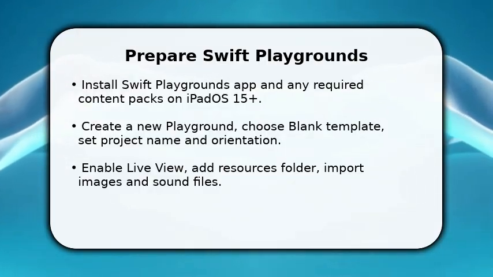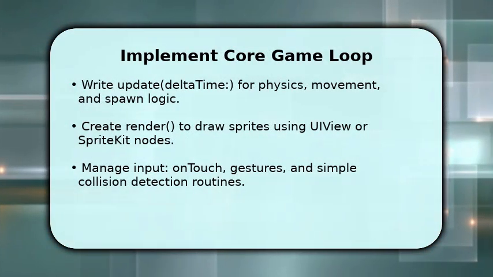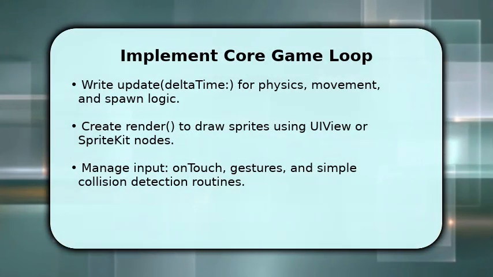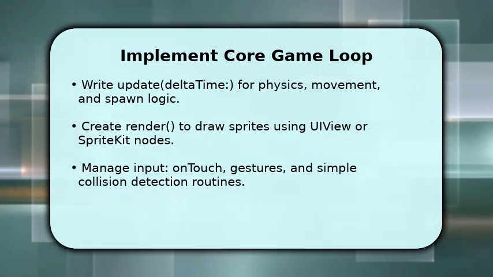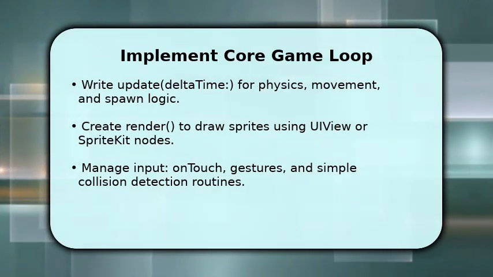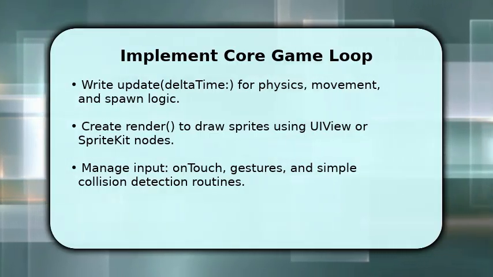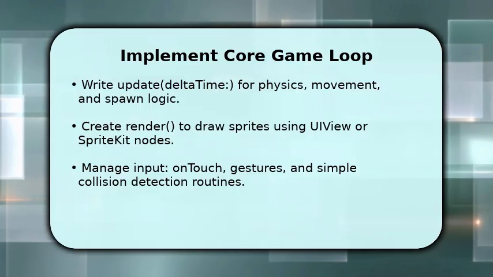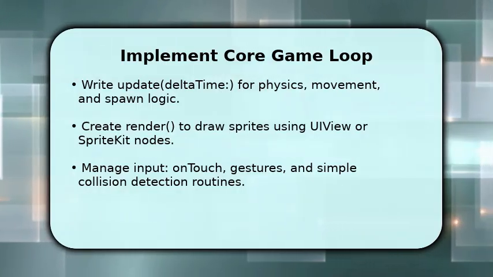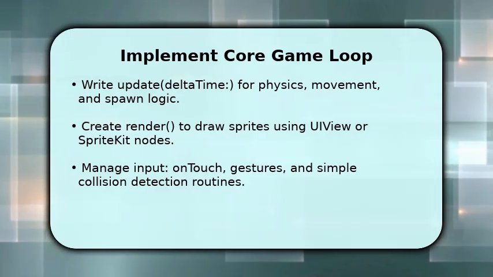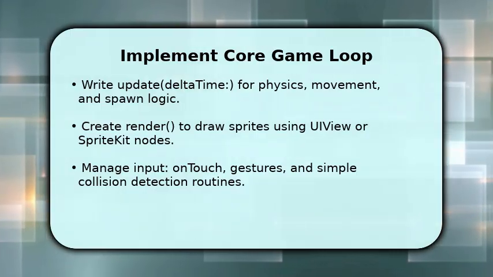Once the scaffold exists, implement the core game loop, an update delta time method that advances physics, handles input, and spawns objects. You should separate state from rendering, keep positions and velocities in model structs, then map them to UI view or sprite kit nodes inside render. Make sure input handlers convert touches to world coordinates and queue actions for the next update.